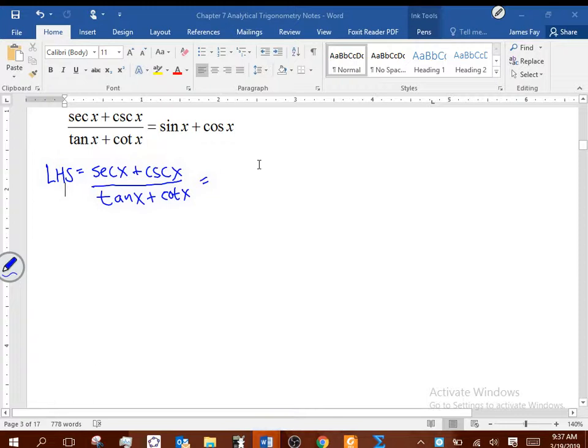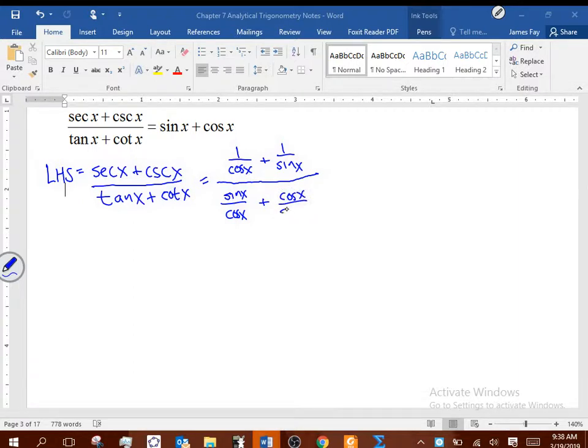All right, so what do you think the best thing to do here in this problem is? First, change everything to sine and cosine, right? So secant becomes 1 over cosine. Cosecant becomes 1 over sine. In the denominator, tangent becomes sine over cosine. And cotangent, cosine over sine. Okay.